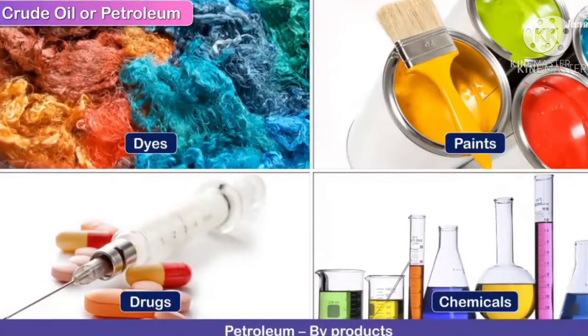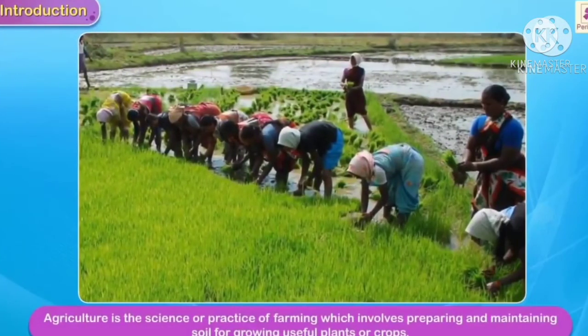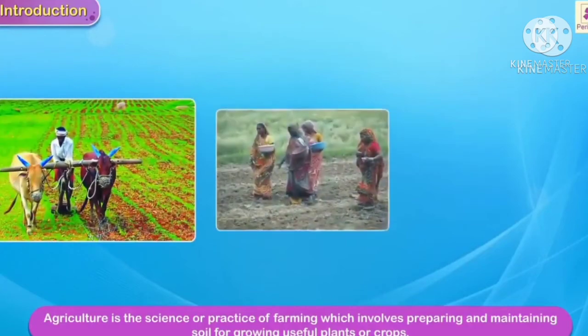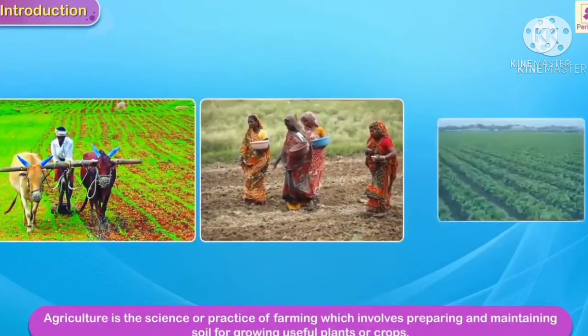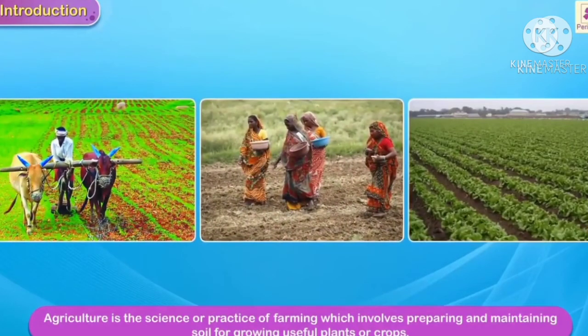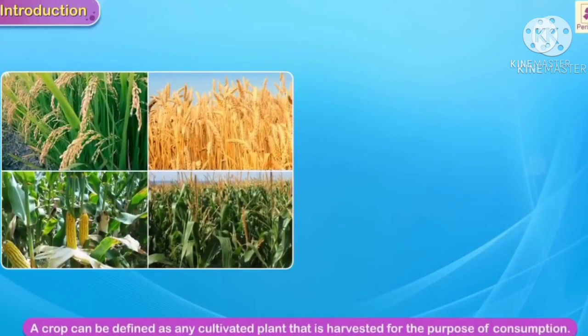Our next focus will be on the agricultural resources. We've taken a look at the mineral resources, so we'll one after the other look at some of the agricultural resources in Nigeria. First, agriculture is the science or practice of farming, which involves preparing and maintaining soil for growing useful plants or crops. So it's the rearing of animals and the growing of crops.